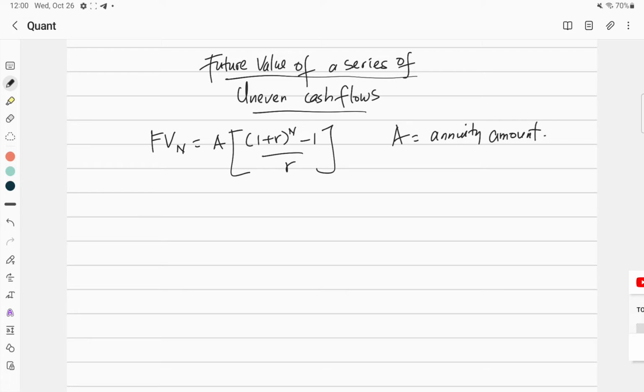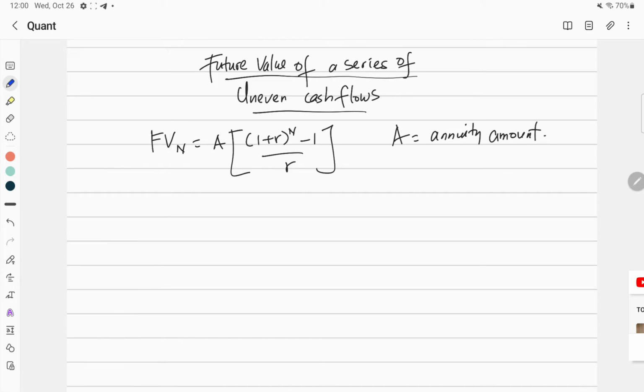So there's no formula for this. We cannot use this formula because of these different amounts. So what we can do is just calculate the future value of the annuities for each year and then just add them. So let's see an example.